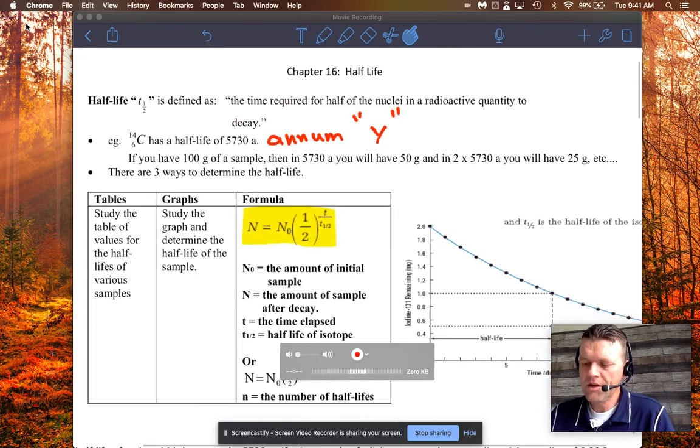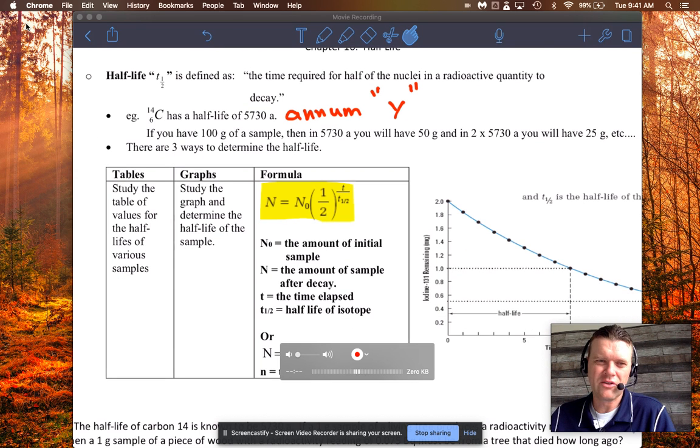So determining half-life, there's actually three ways to do it. One is just using tables. If you're given a table and it tells you how many grams of a substance are left after a certain amount of time. Graphs are pretty straightforward, I'm hoping, as you saw in the video.